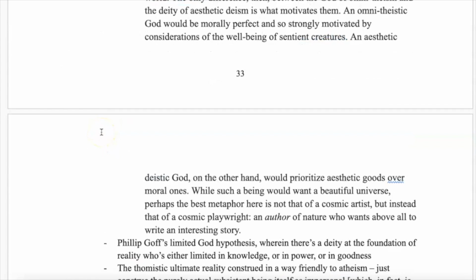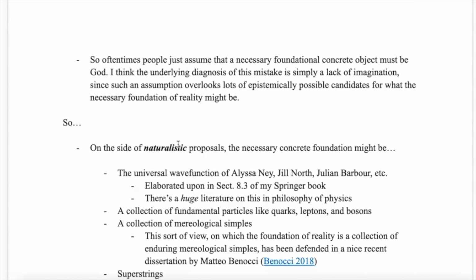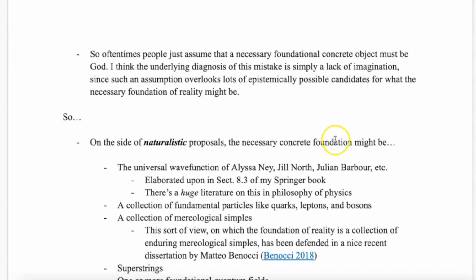So again, we could break this up into naturalistic and non-naturalistic proposals. This is not an exhaustive survey, but on the side of naturalistic proposals, the necessary concrete foundation might be the universal wave function of Alyssa Ney, Julian Barbour, etc. This is elaborated and expanded upon and developed in section 8.3 of my Springer book, co-authored with Dr. Daniel Linford. There's a huge literature, moreover, on this in philosophy of physics, literature that we engage with in that book, so you can check that out if you're interested.